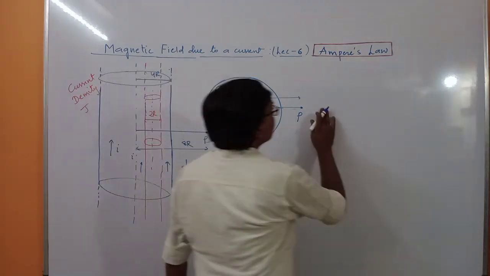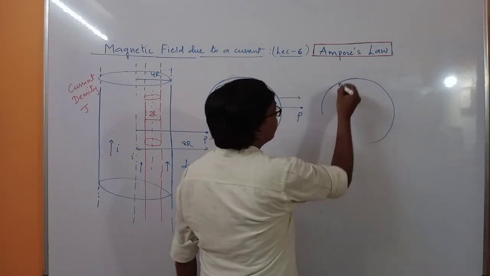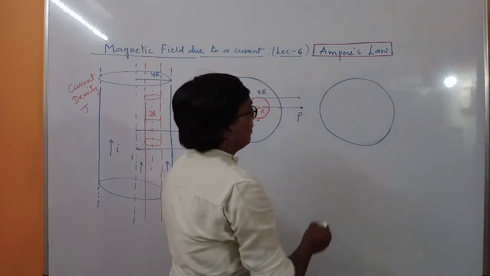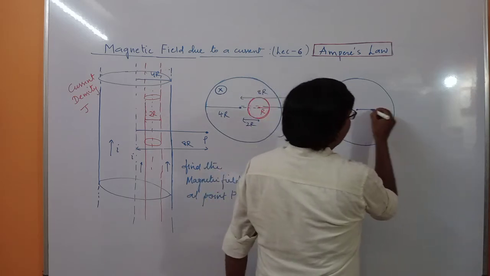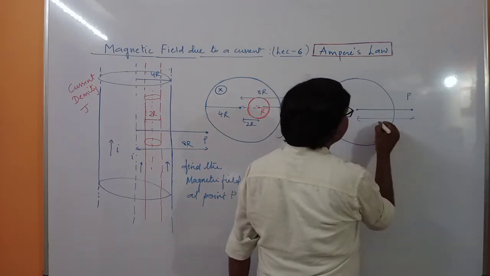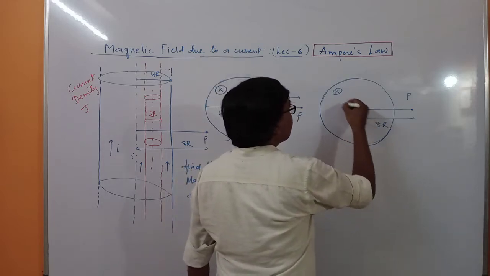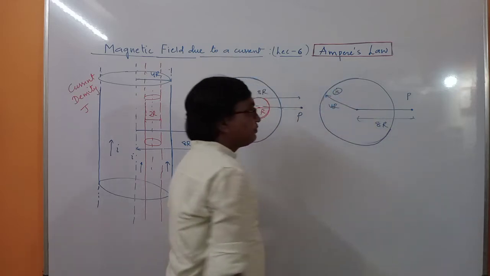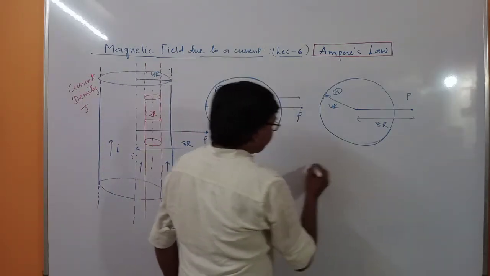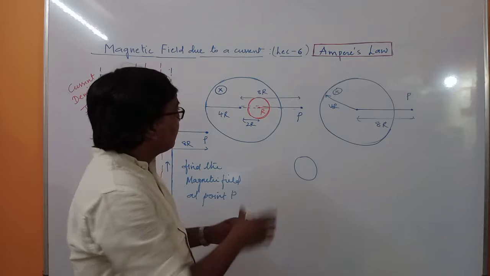Okay, so this is one, radius 4r. Now we have to find the magnetic field at point P, at a distance of 8r. Current is inside and its radius is 4r. Okay, and we'll find the magnetic field due to another distribution. So that is this part.